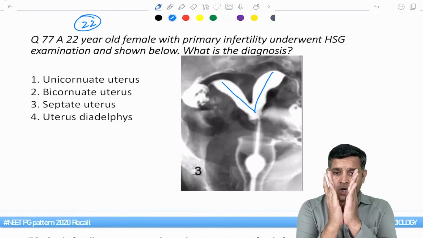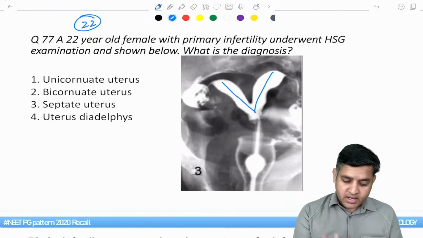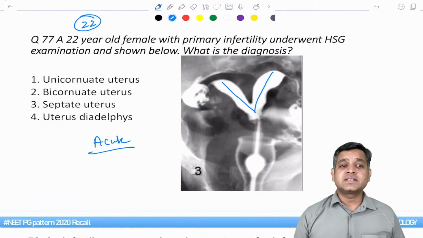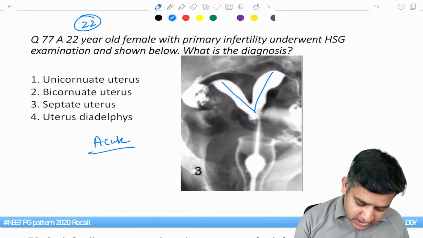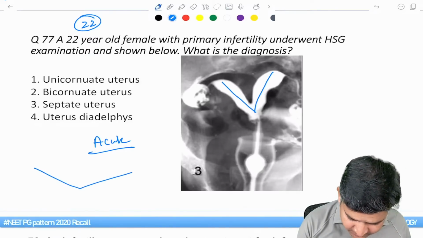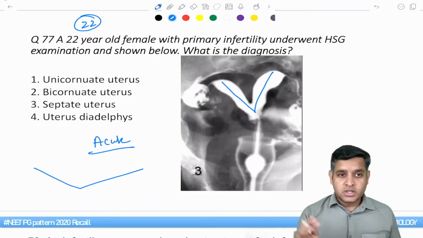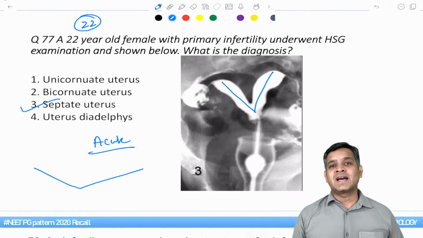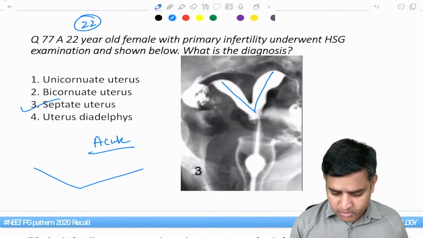If the two horns are appearing close to each other and the angle between them is acute, mark it as septate uterus. However, if they are far apart and the angle between them is obtuse, then mark it as a bicornuate uterus. And this will qualify as a septate uterus, and that is how I am going to do it.